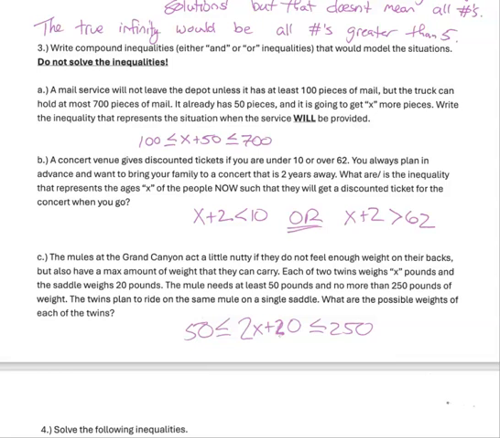The next one is kind of a funny one. It's basically saying that you get a discount if you go to a concert and you are under 10 or if you're over 62. And it was saying that you are going to go to a concert in 2 years from now.